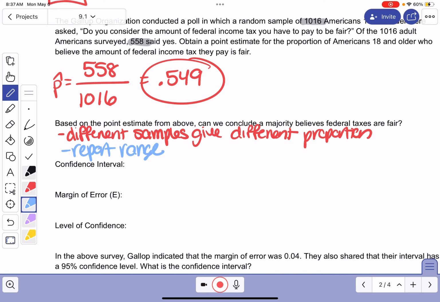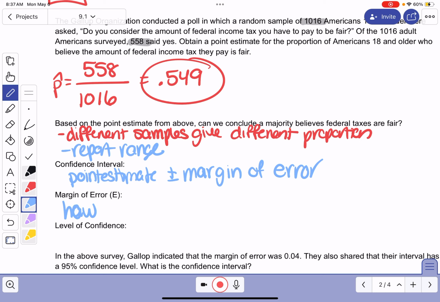This range is called a confidence interval. How we do that is we give the point estimate and then we say plus or minus some margin of error. So I might say like plus or minus 5 or plus or minus 2% or within 3%. Those are all ways of showing a range. So the margin of error is how far above or below the point estimate we're going to go.